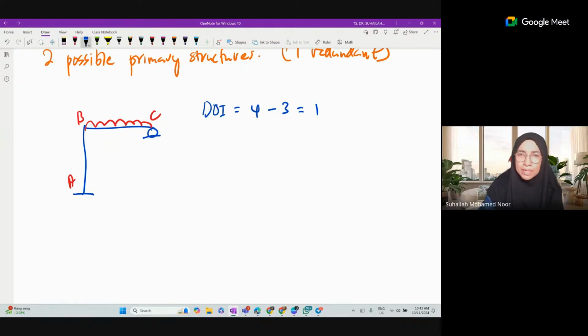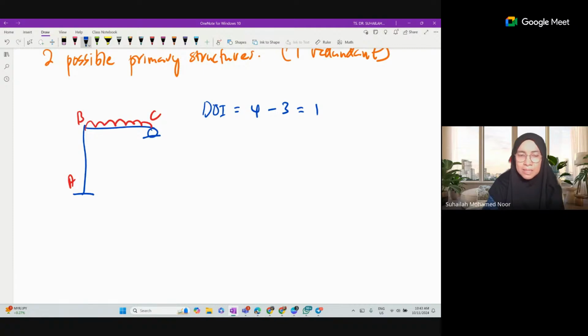So this one redundant, we have to choose the redundant and we have to remove it. The frame after removing the redundant is called the primary frame. There will be two possibilities because we have a roller at C. When we remove the roller at C, we will have a cantilever end at C, so Cy is the redundant. It is stable and determinate, because one stable structure must have at least three unknown reactions. It cannot be two.